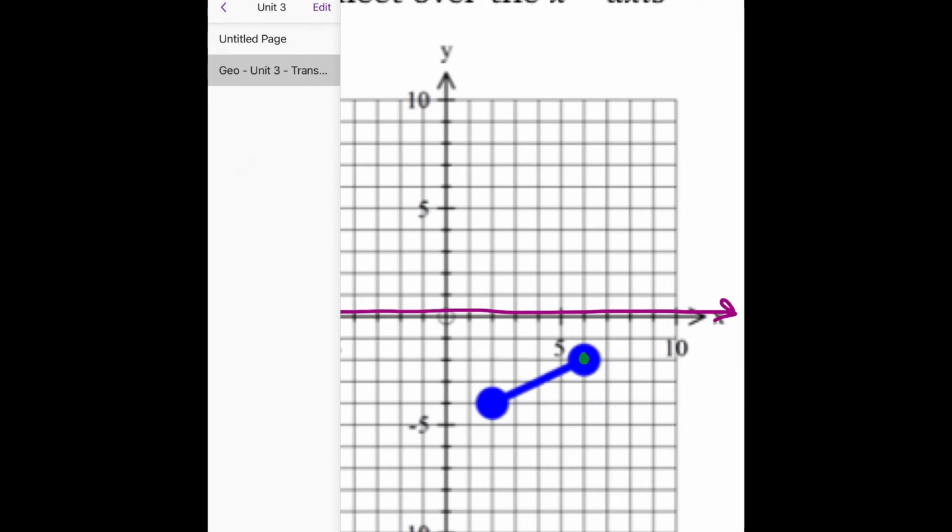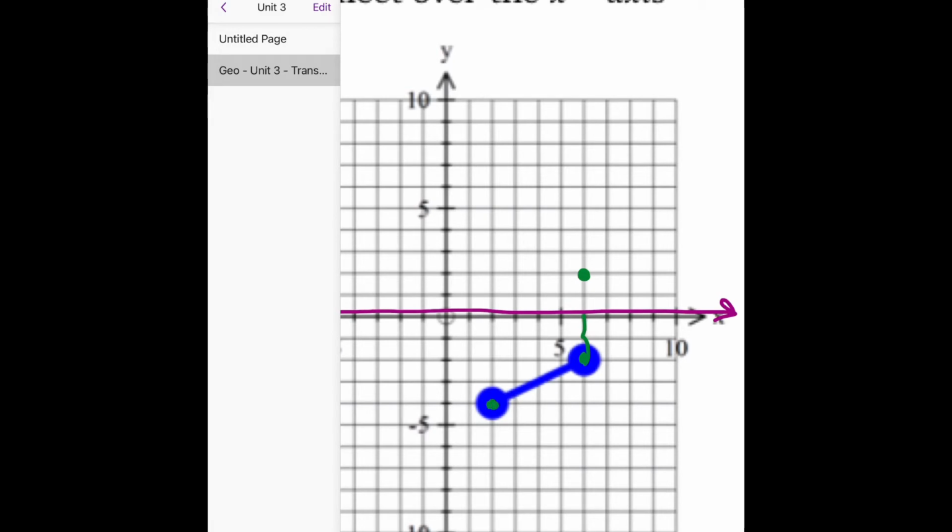Now, how many spaces away from the x-axis is that point? Well, I can count it. 1, 2. It is 2 away, going down. So to reflect it across the x-axis, I need to reflect it 2 away, going up, because right now it's going down. So if I go up 2 and put my new point there, that's a reflection.